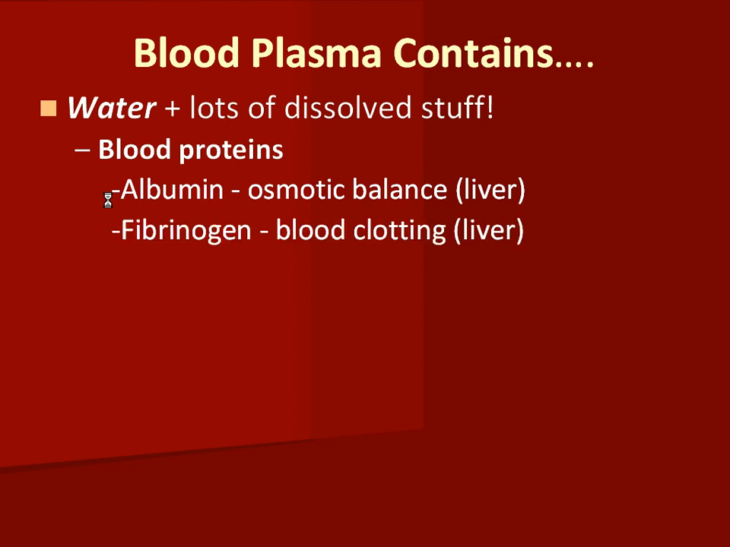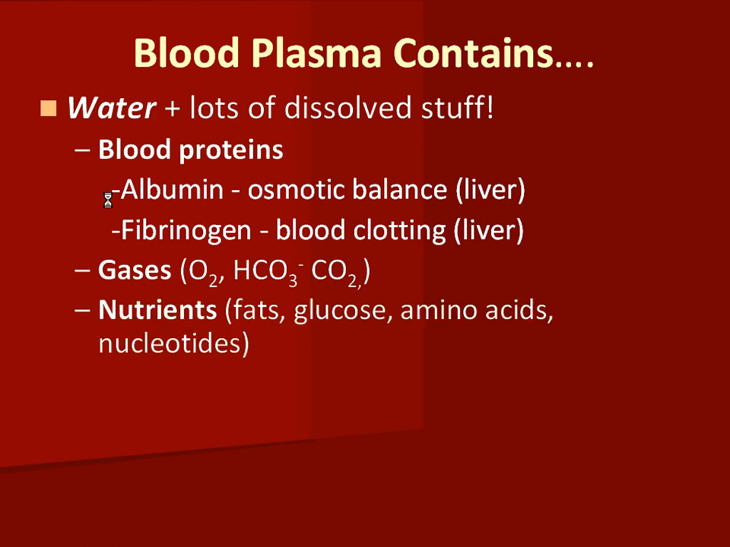Fibrinogen is another one that's produced by your liver that's involved in blood clotting. We are going to look at the process of blood clotting, so we will see that one in more detail in a future slide in this video. There are gases. So dissolved oxygen, there's bicarbonate, there's CO2. We talked about that in the respiration unit.